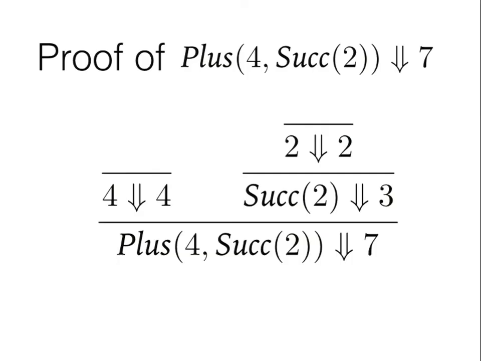And again, we can construct proofs of things being in this relation. So here's a tree that's showing that this expression evaluates to 7, and you can verify that each part of the tree is an instance of those rules that I showed you. So that's the natural semantics. It's just a binary relation, defined as a set of inference rules.